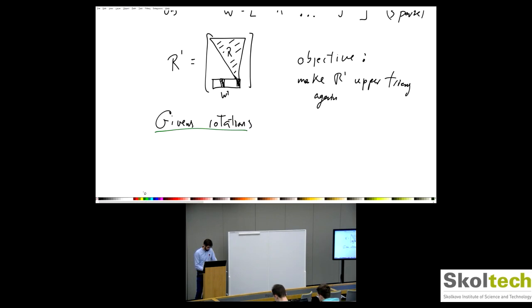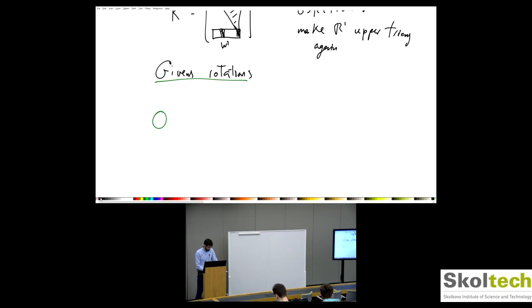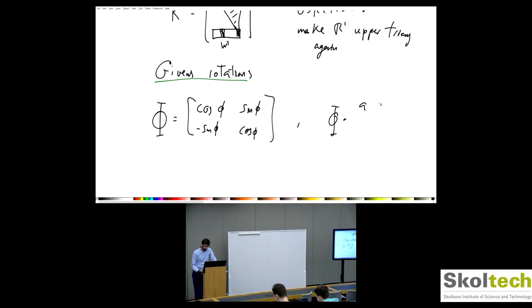Okay, so here we have this, given rotations. The idea is simple. Basically, what we have is a matrix like this, right? It kind of resembles a two-dimensional rotation. And what we do is we multiply any matrix that we have such that then this resultant matrix is going to be like this.